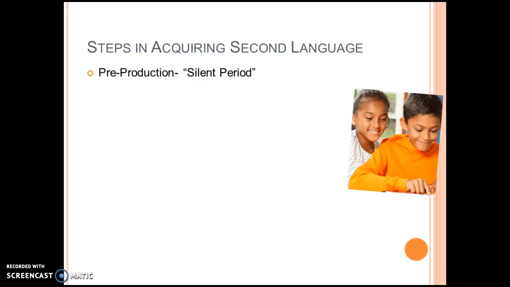So, once you get that motivation, you have to go through your different steps to actually acquire these languages. And it's important to know the steps because you need to know what your students are going through. You can't just assume that this kid is not learning the language because he doesn't want to, or he's not practicing because he doesn't want to. He might be in this first one, which is the pre-production period or the silent period.